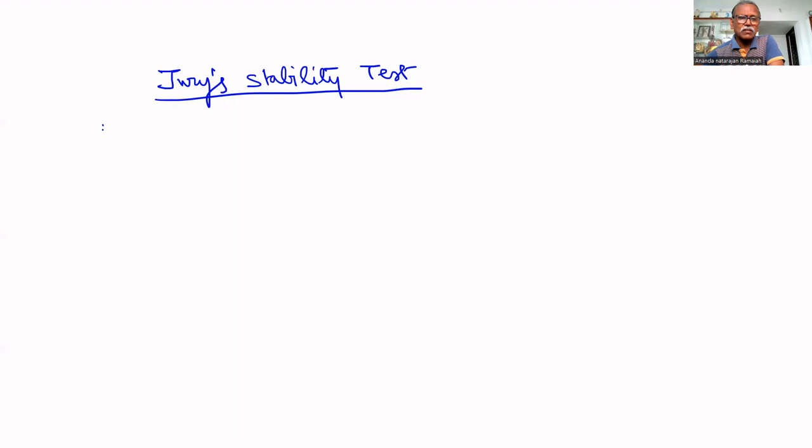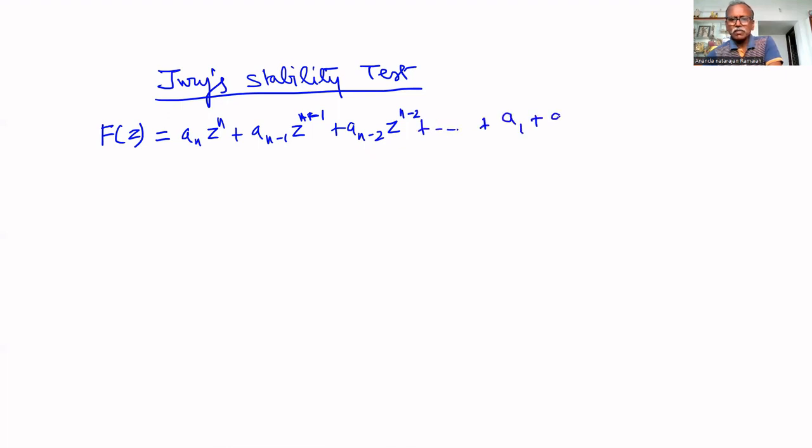Let the characteristic polynomial of a closed loop system be an z power n plus an minus 1 z power n minus 1 plus an minus 2 z power n minus 2 plus etc. plus a1 z plus a0. This is the characteristic polynomial of a closed loop digital system. For that, we have to test the stability.